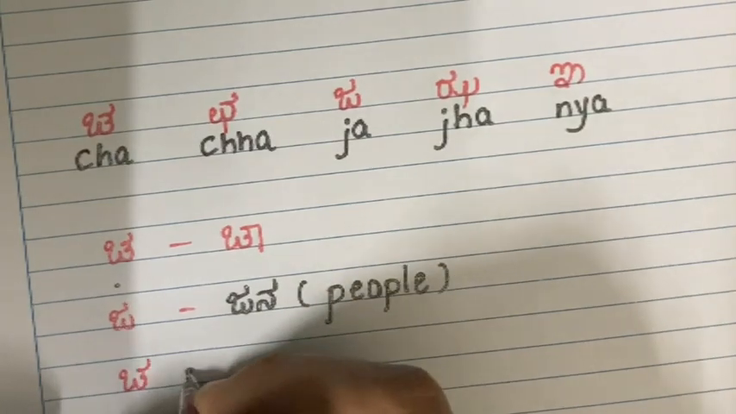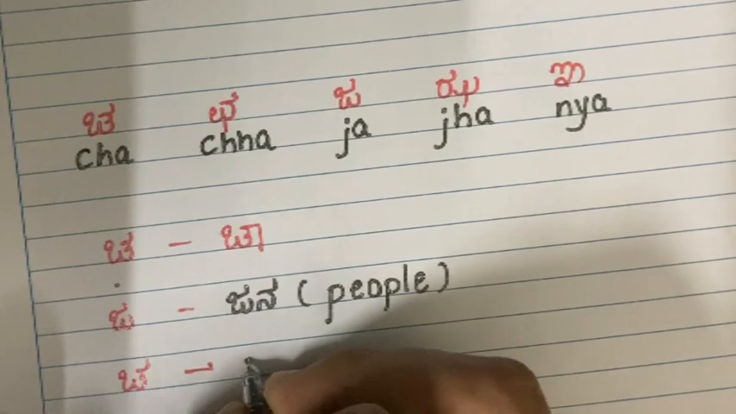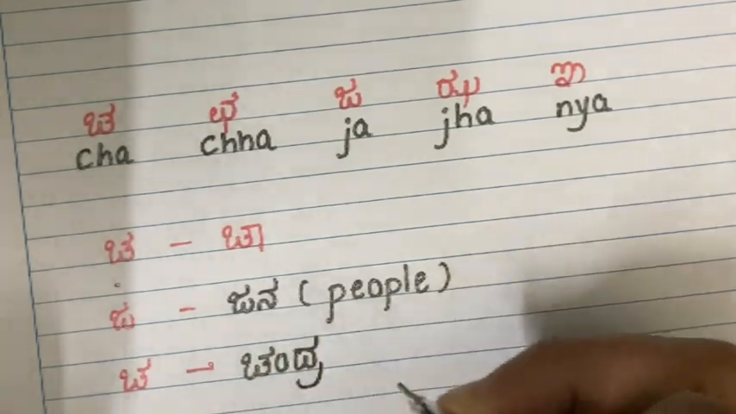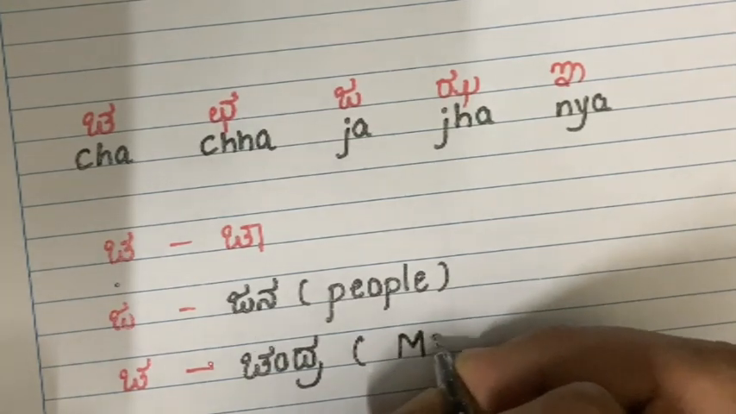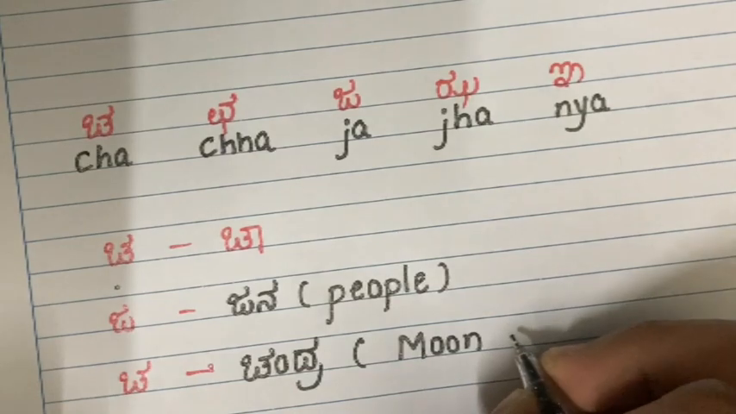Then from cha we will have some words like Chandra. Meaning is moon. What is the meaning of Chandra? Is moon.